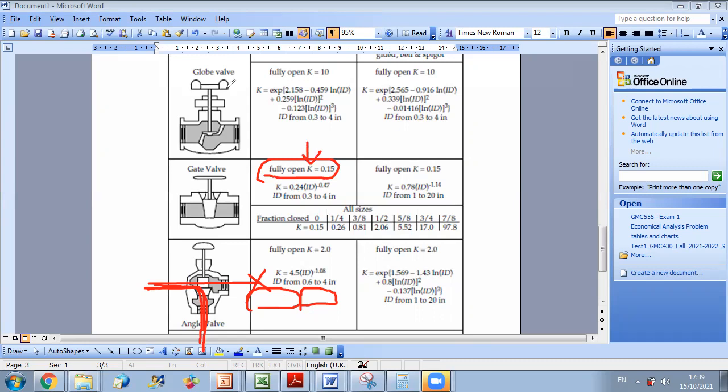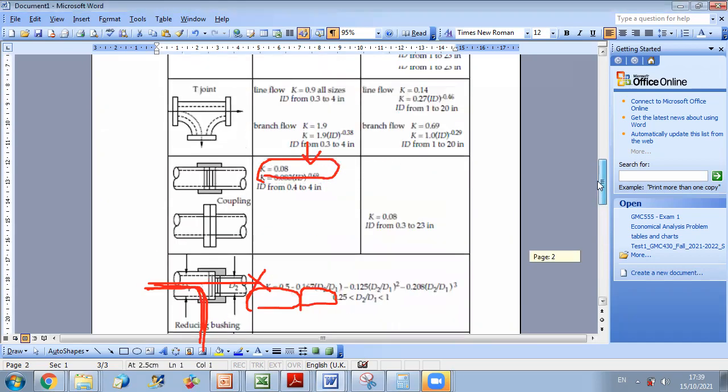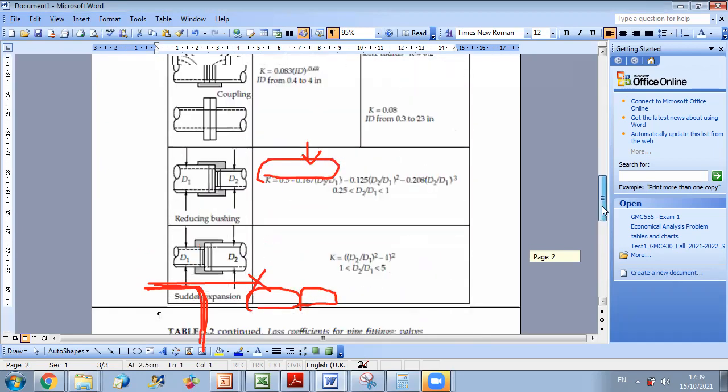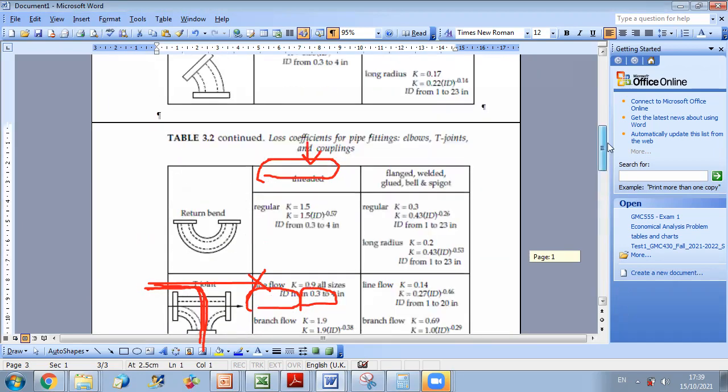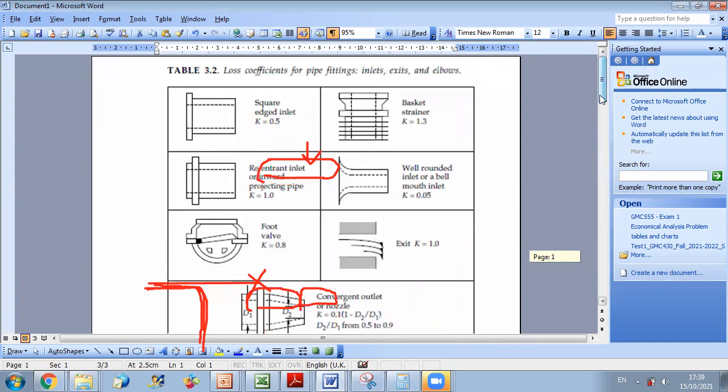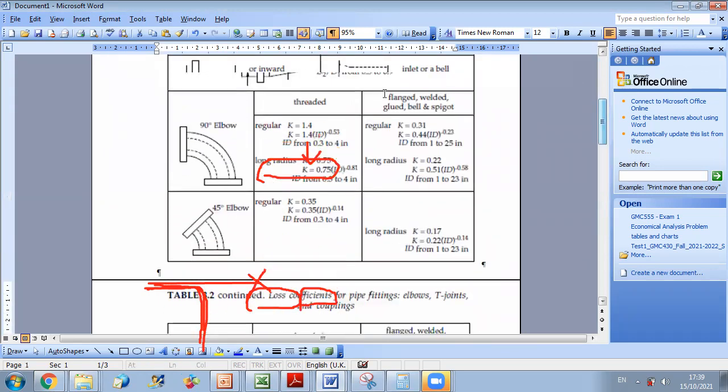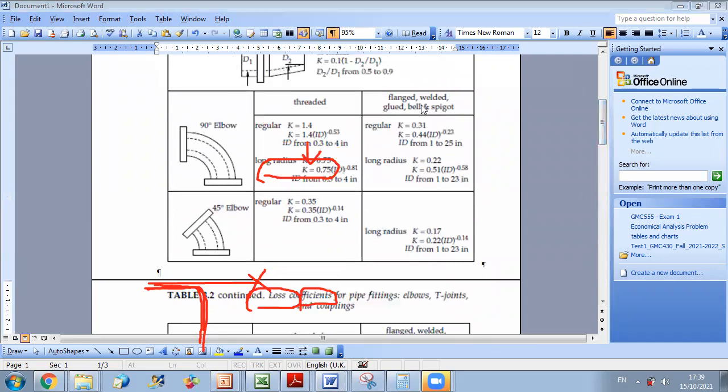What minor losses did we have left? We had elbows of 90 degrees, and we had 5, I think they said, regular elbows. So if you have regular elbows, we go back now to the table for the elbows. Now we have threaded type. So we have regular threaded elbows, 90 degrees elbows, so the K is 1.4. Okay, so we found all minor losses, the different fittings and valves that we have.